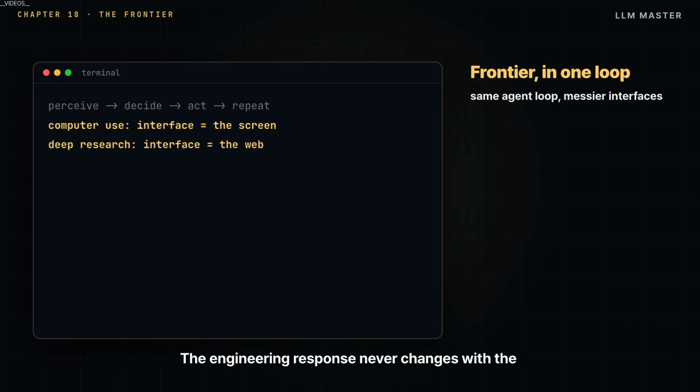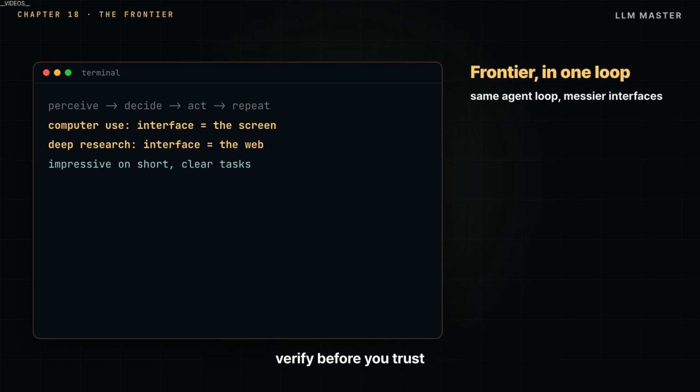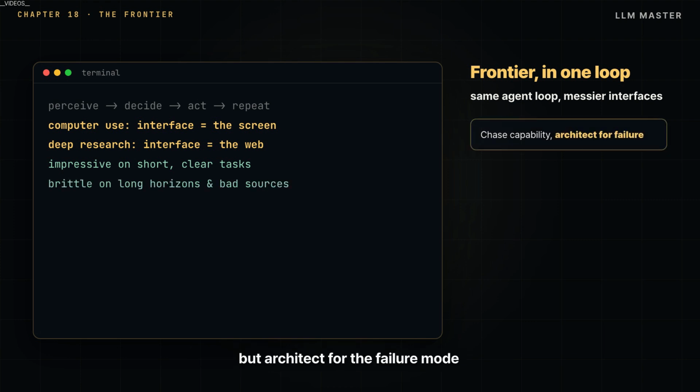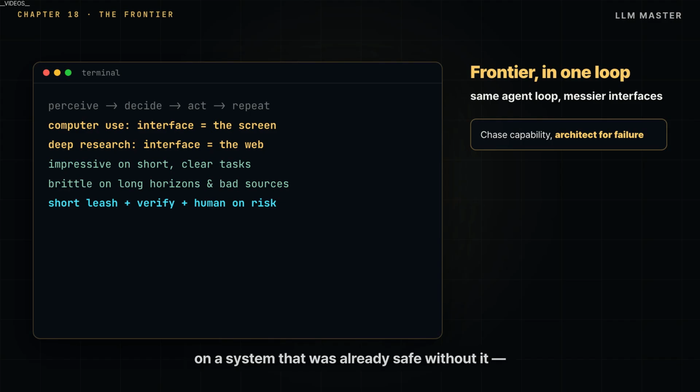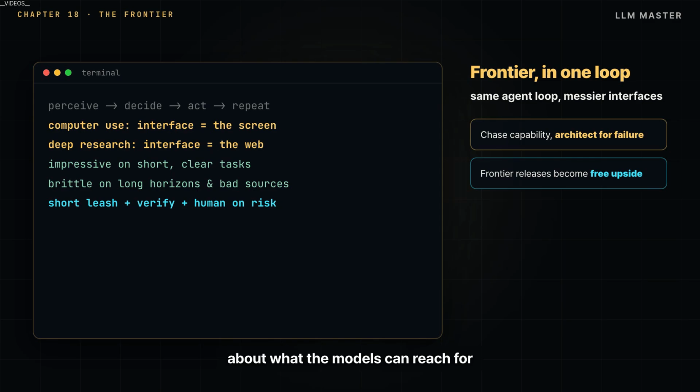The engineering response never changes with the version number. Give autonomy a short leash, verify before you trust, and keep a human at the decisions that carry consequences. Chase the capability, but architect for the failure mode. Do that, and every frontier release becomes free upside on a system that was already safe without it, instead of a new way to fail at scale. That's the whole game at the edge. Ambitious about what the models can reach for, disciplined about what you let them do unattended.